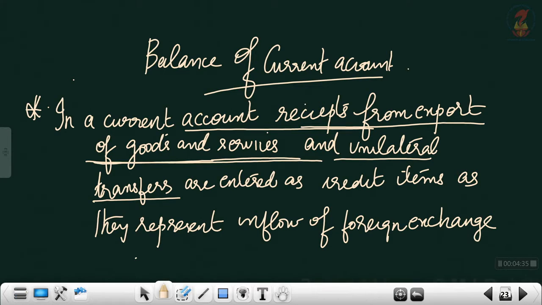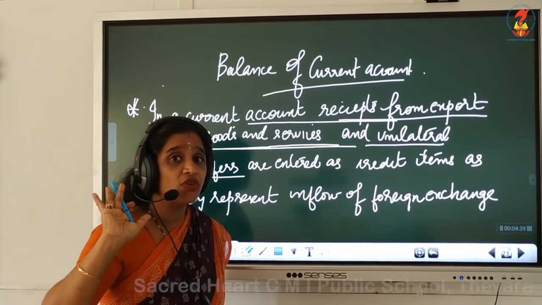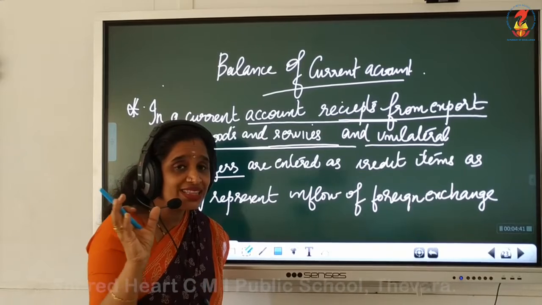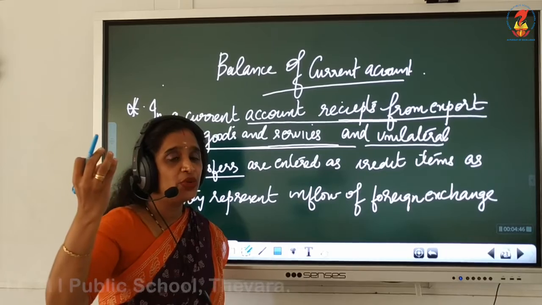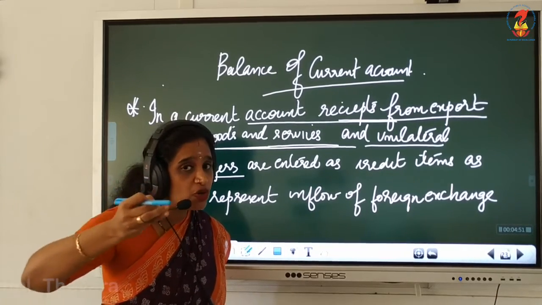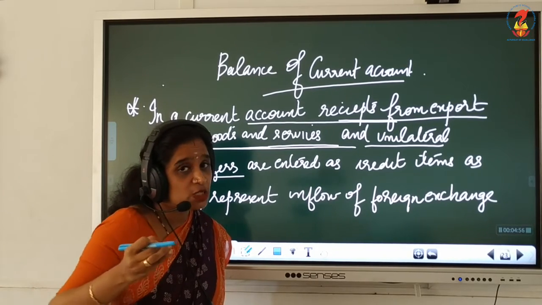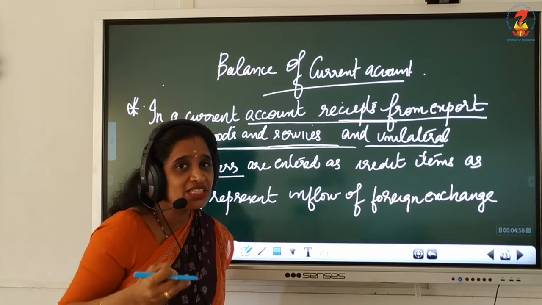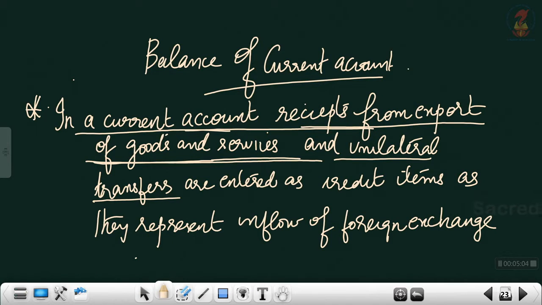Receipt we get only from the export. So don't get confused, receipt will be there only for export. So all the three items of the current account we are taking together. Which are the three items? Unilateral transfers, goods and services. The export of all the three items will give us receipt. That is what I have written. In a current account, receipt that we are getting with the help of export.